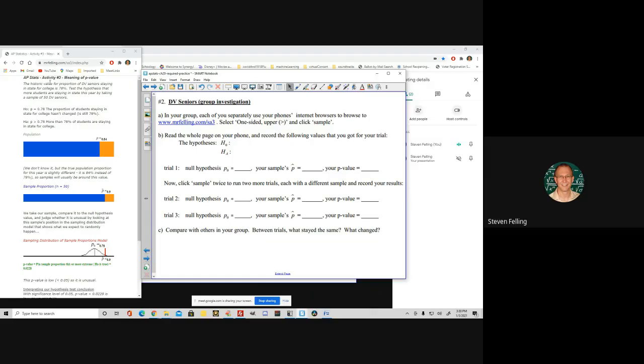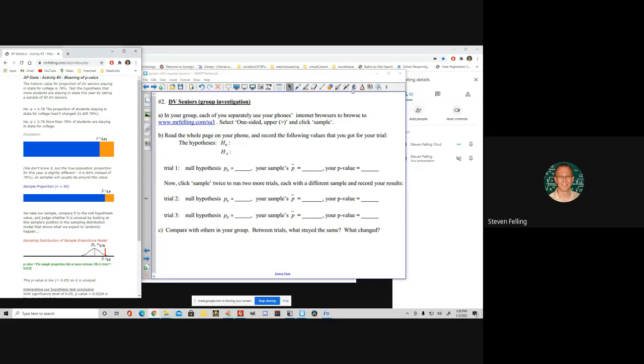But we're testing the hypothesis that more students are staying in state because of the phrasing here, more students. So the alternate hypothesis, HA, would be P is greater than 0.78. More than 78% of students are staying in state.